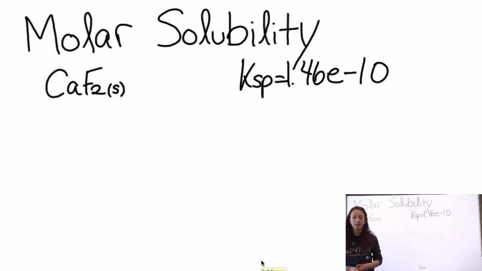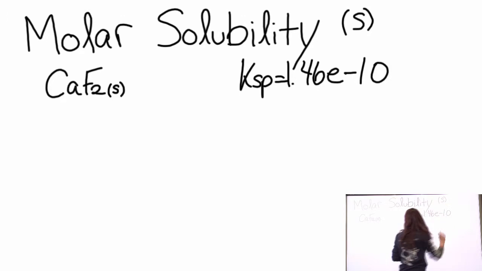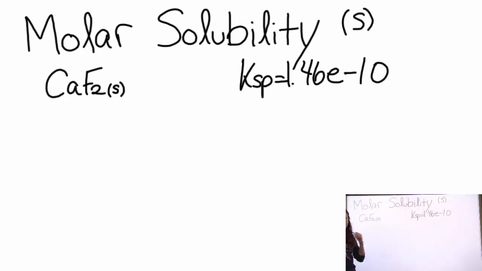Hi guys, today we're going to talk about molar solubility. So this is basically how well something will dissolve in another solvent. We're going to use calcium fluoride for an example. So the first thing that you want to do when you're solving a molar solubility problem is to write the dissociation reaction of your actual solid.